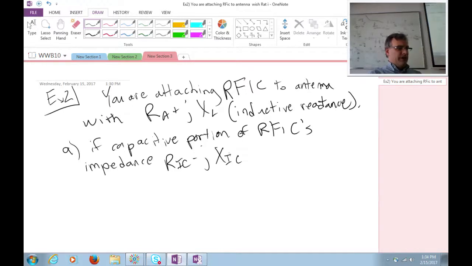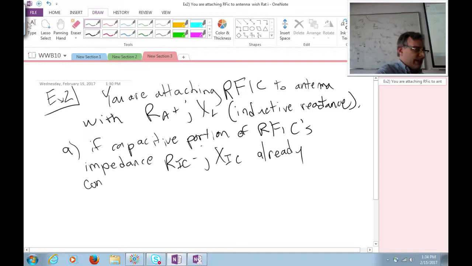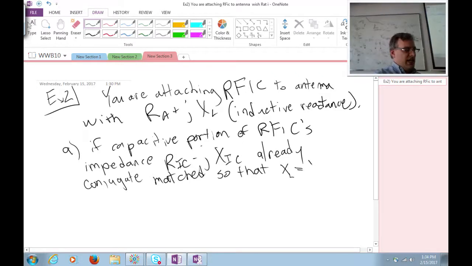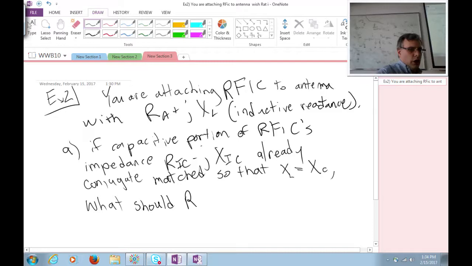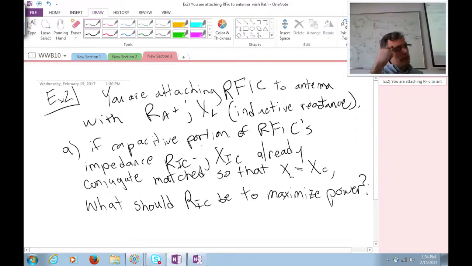If the capacitive portion of the RFIC's impedance is this, and it is already conjugate matched, so that X of L is equal to X of C, what should RIC be to maximize power? This is easy. And it's a giveaway because it's only worth 5 points. What should RIC be? RA, of course.